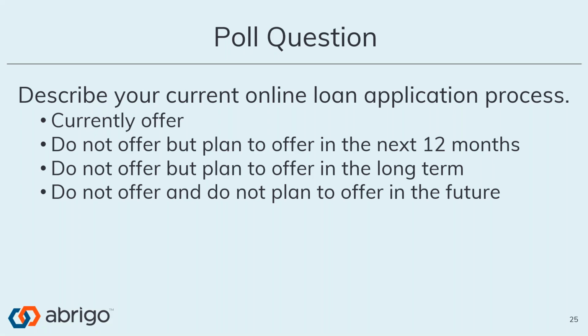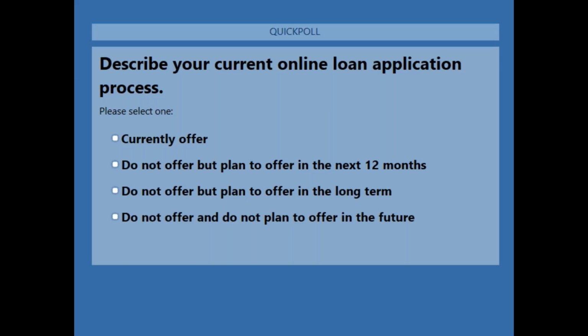And we have another poll question. Yeah, thanks, Rob. I can't believe after all these years we finally got some new 5 C's. So we've got our third poll question here to launch us into the next section of the presentation, and it's: describe your current online loan application process. Are you currently offering one? Maybe you don't right now, but you're looking into it for the next year. You don't, but you're looking at it in the long term. Or hey, we don't offer it, and it's not really something on our roadmap right now. Curious to get that, and then we'll take a look at the results.